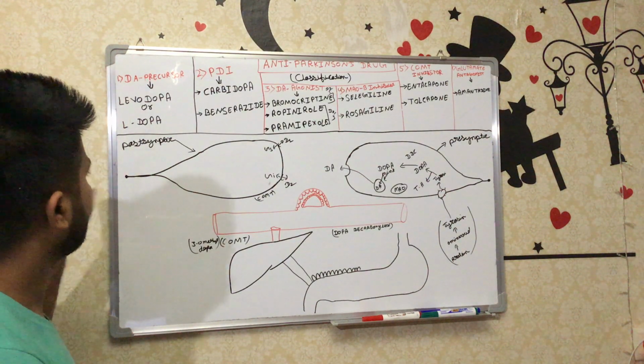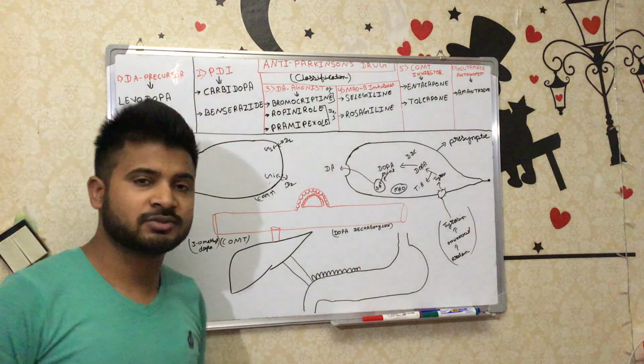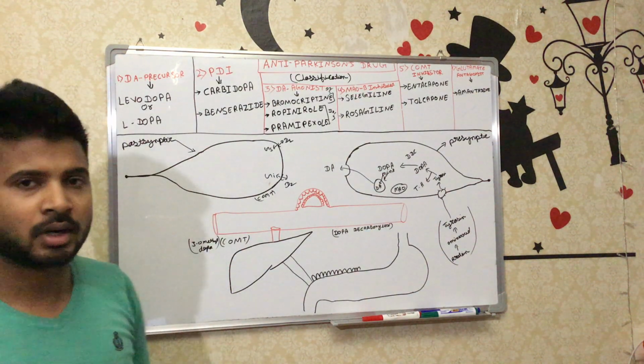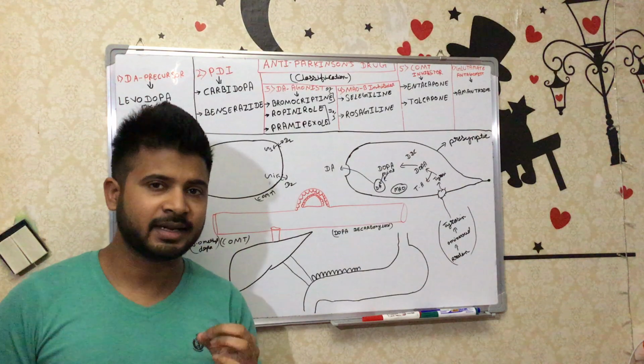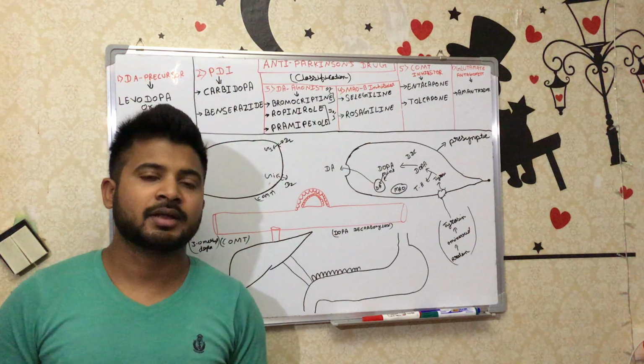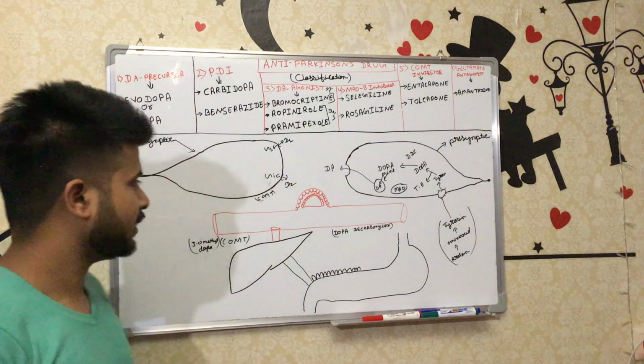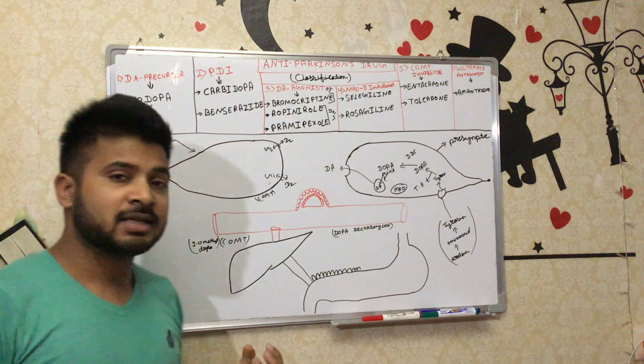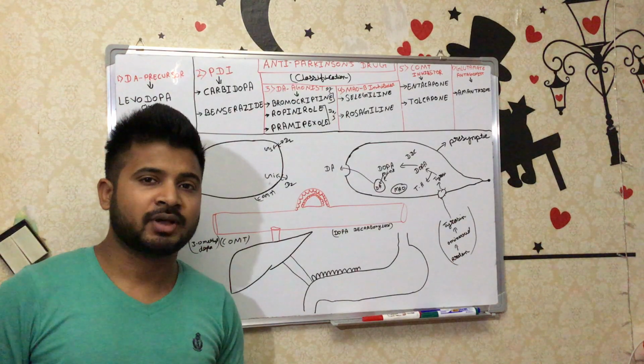One thing I also have to mention before starting the classification: the patient suffering from Parkinson's disease mainly lacks dopamine. So we could directly give dopamine, but we can't. Why? What's the main reason? Why can't we give dopamine? Because dopamine is a polar compound. It's a very charged molecule.